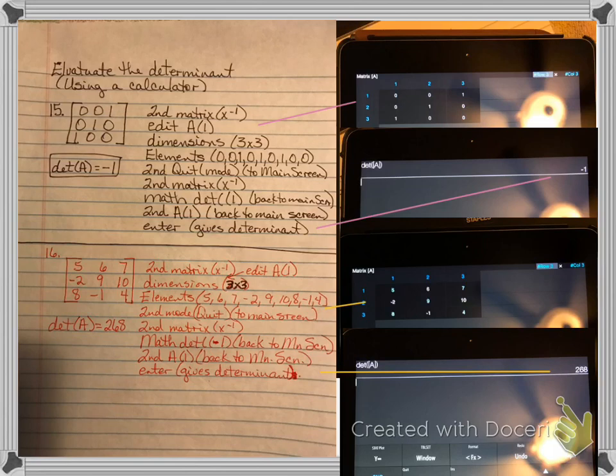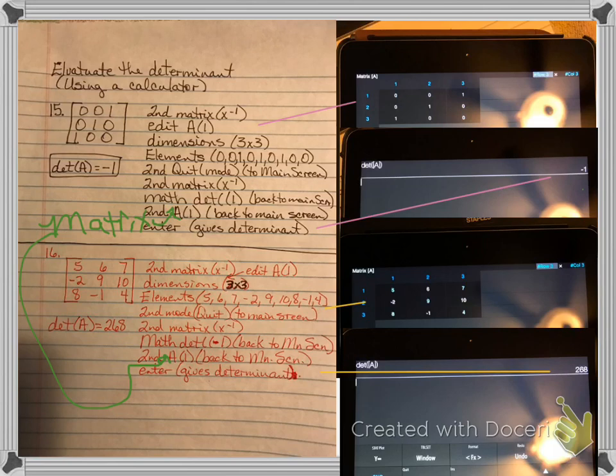and then you hit enter, and it gives you a determinant of -1. So second matrix goes right there. Okay, and right there. Okay, number 16, second matrix, edit A, and put in the dimensions and the elements.